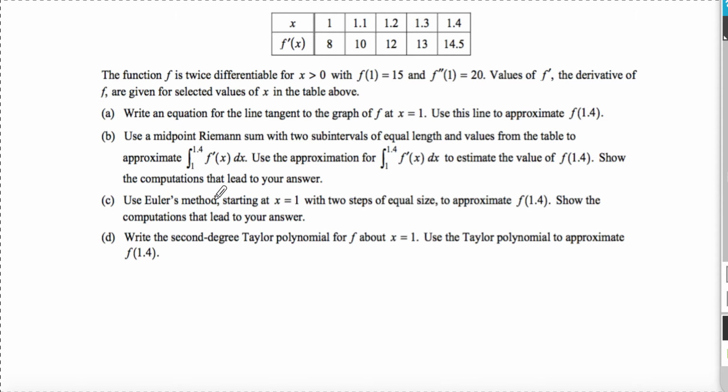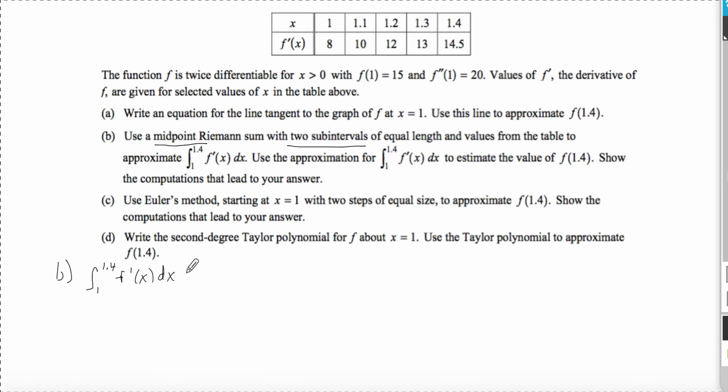Our next part, part B. Use a midpoint Riemann sum with 2 subintervals. Okay, midpoint Riemann sum, 2 subintervals of equal length, and the values from the table above to approximate the integral from 1 to 1.4 of f prime of x dx. Okay, let's do that first. The integral from 1 to 1.4 of f prime of x dx.